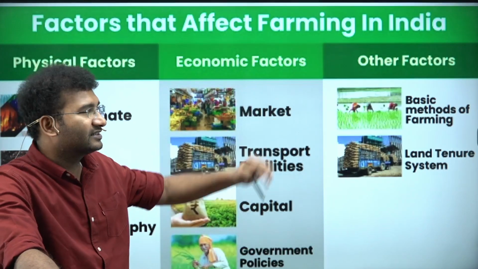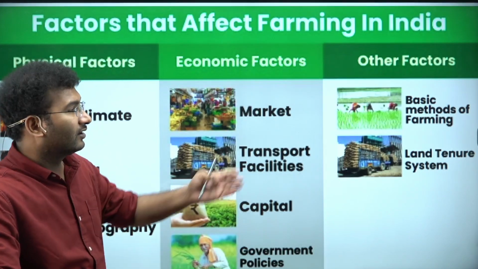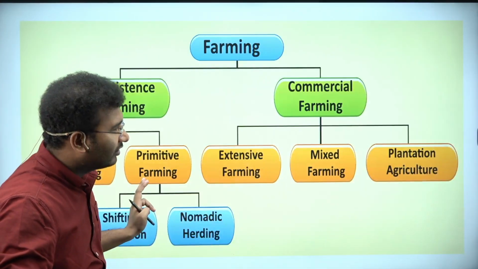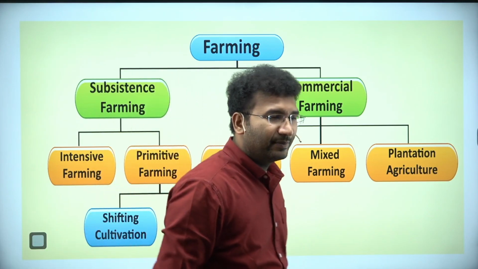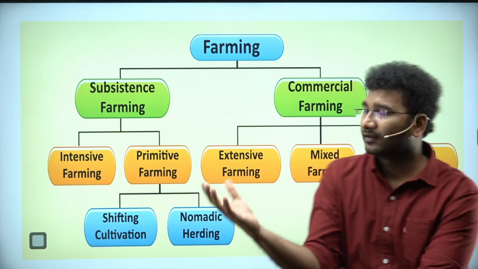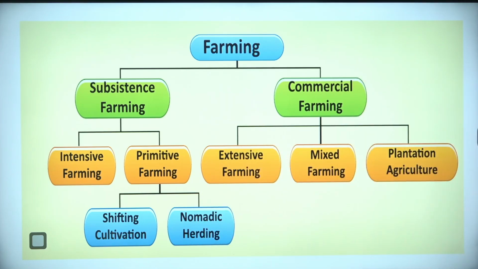Likewise, other factors are the basic methods of farming. Which method of farming is it? Which land tenure system are you following? For all of this, if you look into the methods of farming, they can be broadly classified into subsistence farming and commercial farming. Subsistence farming is intensive subsistence farming and primitive farming. Within primitive farming, you can go for shifting cultivation or nomadic herding. Commercial farming can be extensive farming, mixed farming, and plantation agriculture.